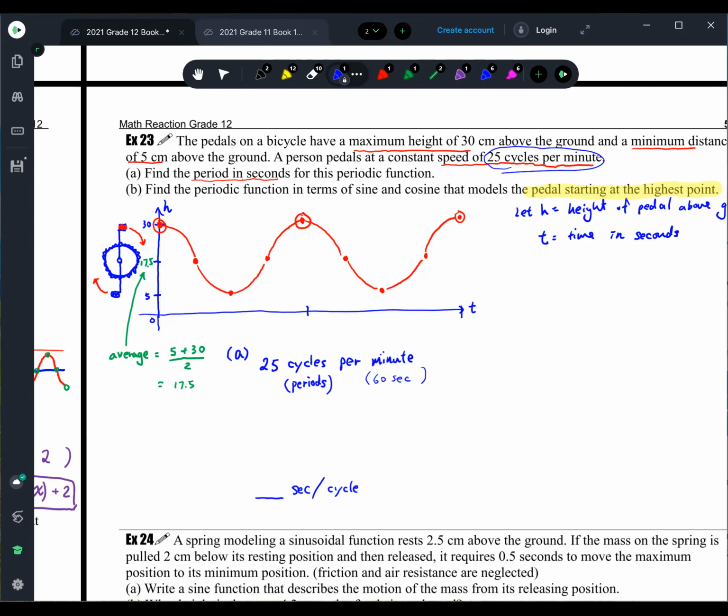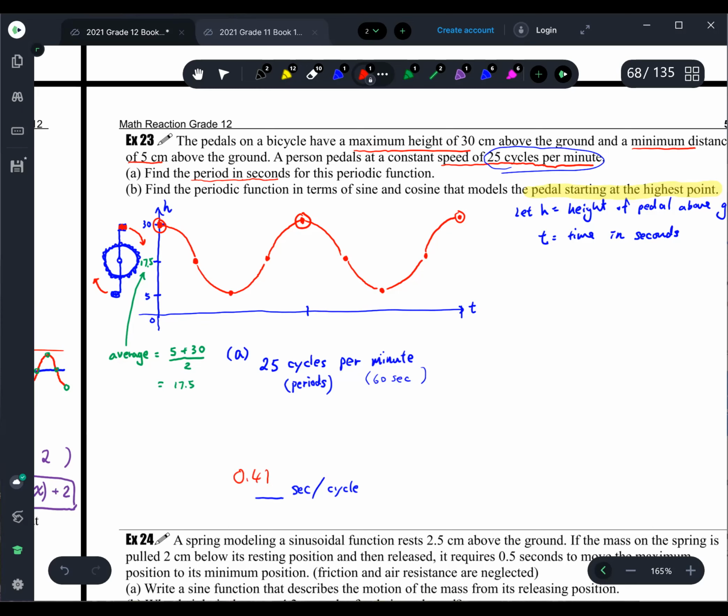Okay, Nick, what's your answer? I'm not sure. Oh, well, you raise your hand. No? Okay. Chris? Yeah, what's your answer? How much time does it take to pedal one circle? One cycle? 0.42 seconds.